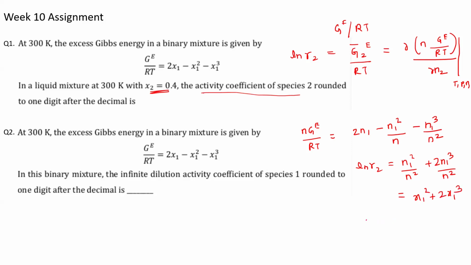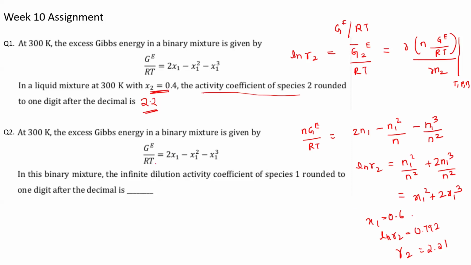Now x2 is given, so x1 is equal to 0.6. When you substitute in this, ln gamma 2 will be equal to 0.792. Resultingly, you will find gamma 2 is equal to 2.21. One digit after decimal, so it is 2.2. And the similar thing is used in the next question.